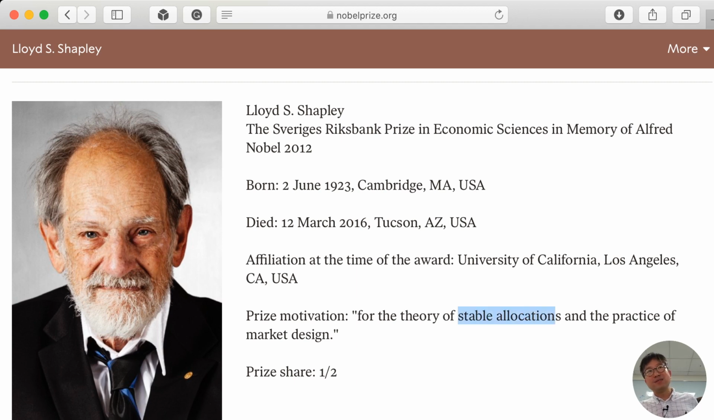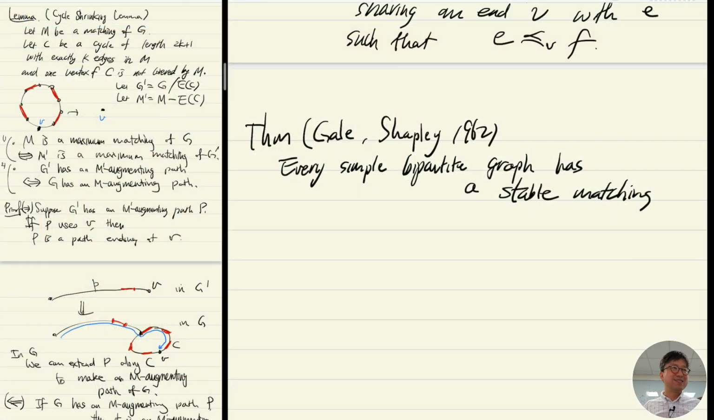So this is about the stable matching and practice of market design. So what they did is to design a system of markets so that things are distributed. After distributions, nobody will complain, and nobody can complain. The things will stay stable. That's the motivation. Okay.